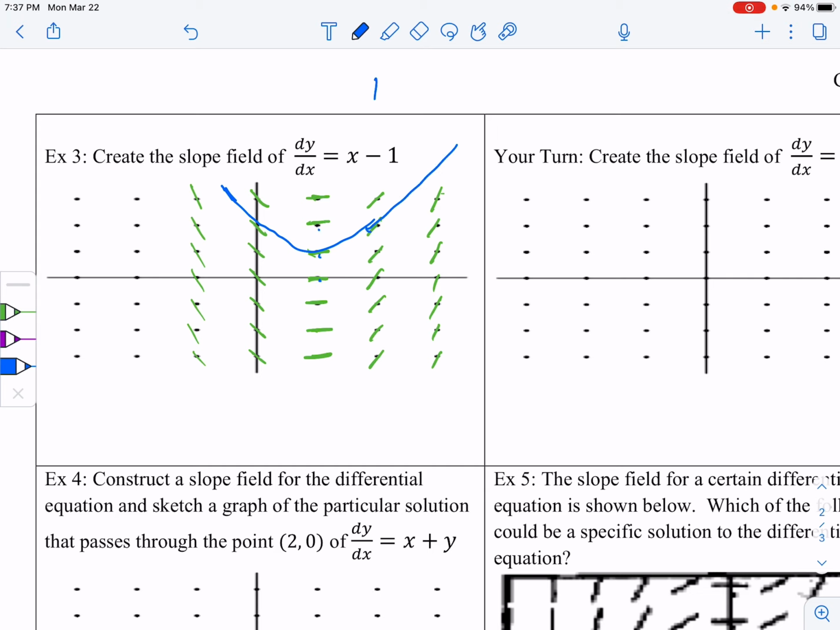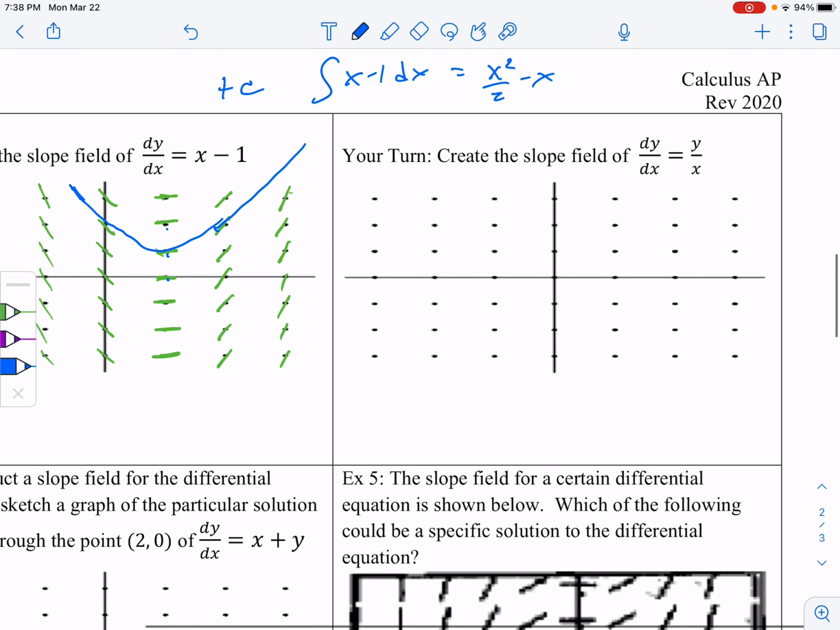That's where the plus c comes in. Which one is the particular solution to that problem? This one we could have integrated, right? If I integrate x minus 1 dx, you get x squared over 2 minus x. Sure, it looks like a parabola. Okay? So I could do that one. This one's got an x and y in it, so I don't know what to do.